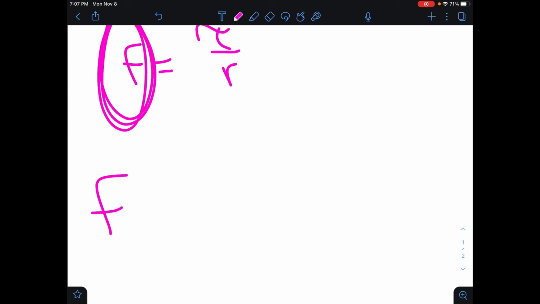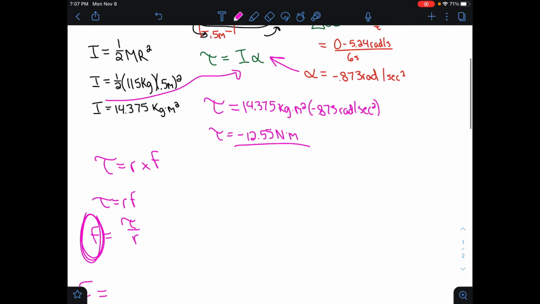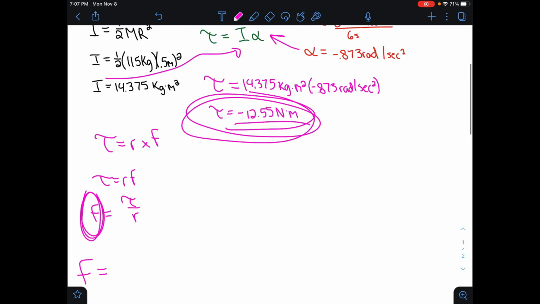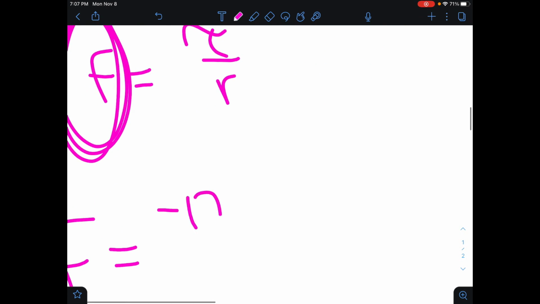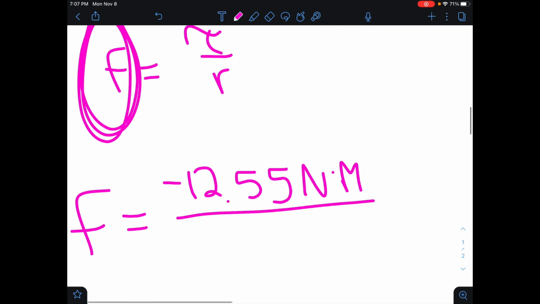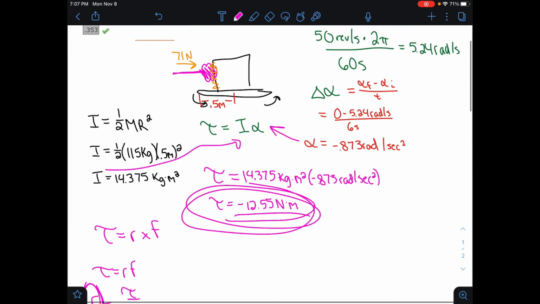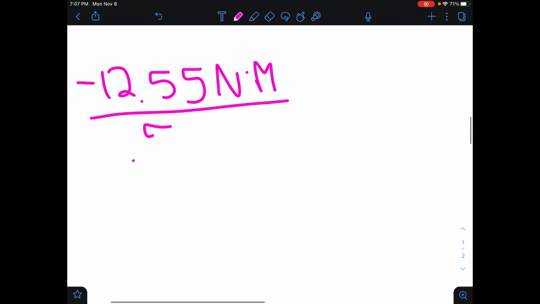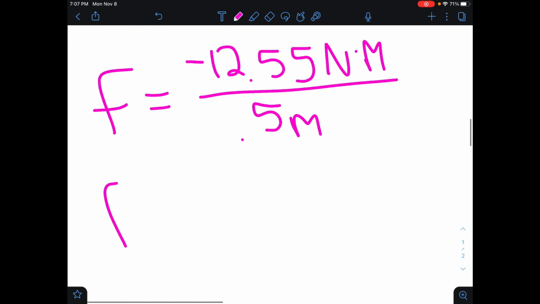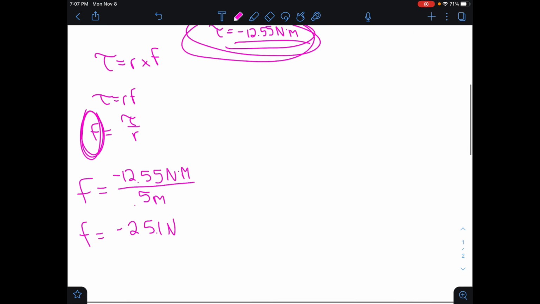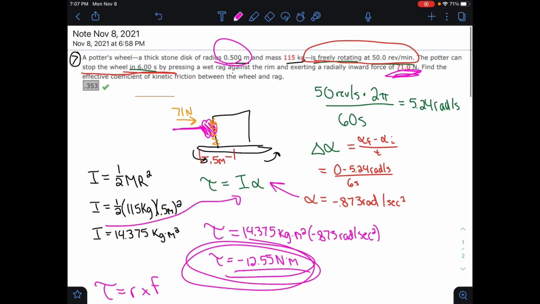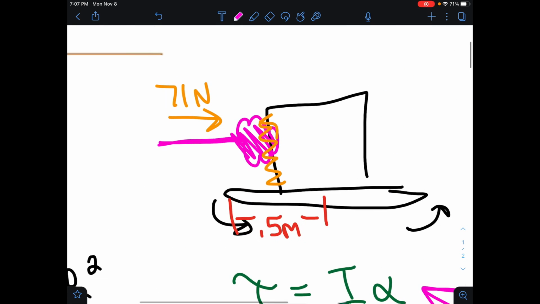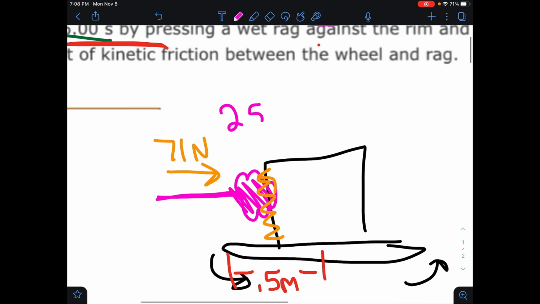So our F is going to be equal to our torque, which is causing the stoppage of rotation, negative 12.55 newton-meters, over our radius, which is 0.5 meters. So our force is equal to negative 25.1 newtons. So that is how much force is actually being used to stop it because of our coefficient of friction. We're pushing with 71, but only 25.1 newtons is affecting it.